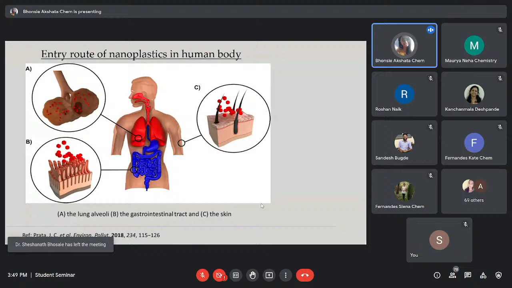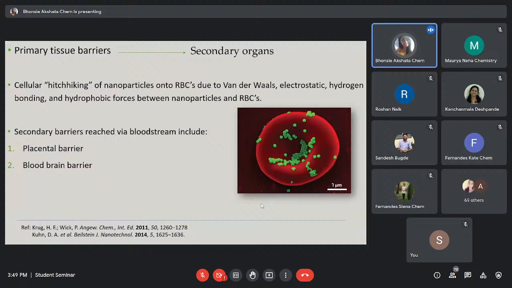After passing through the primary tissue barriers, the nanoparticles can reach the secondary organs by a process called cellular hitchhiking, which basically means that these nanoparticles take a lift from the RBCs. They get onto the back of RBCs, and it makes their circulation easier. It is through van der Waals force, electrostatic interactions, hydrogen bonding, and hydrophobic forces that nanoparticles get onto the RBCs. This also increases the time before they could be cleared through the liver or the spleen.